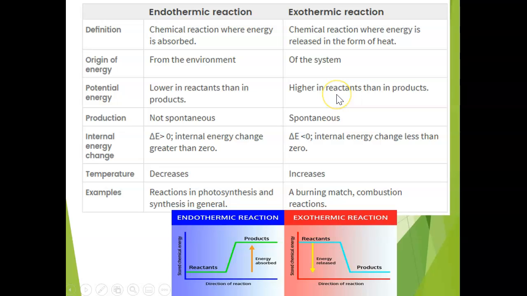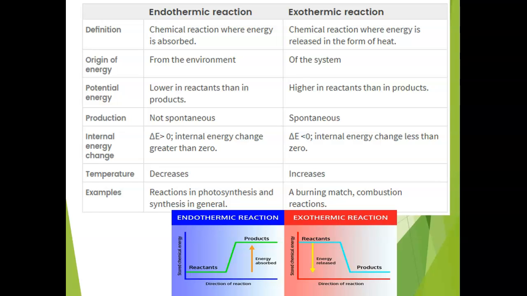And there's higher amounts of stored energy in the reactants of an exothermic reaction than in the products, versus the endothermic reaction. Production is non-spontaneous versus spontaneous. These two things aren't anything that you need to worry about for our purposes. But a really good way to tell the difference between the two is looking at temperature. So in an endothermic reaction, the temperature will decrease. And in an exothermic reaction, because heat's being released, the temperature will increase.